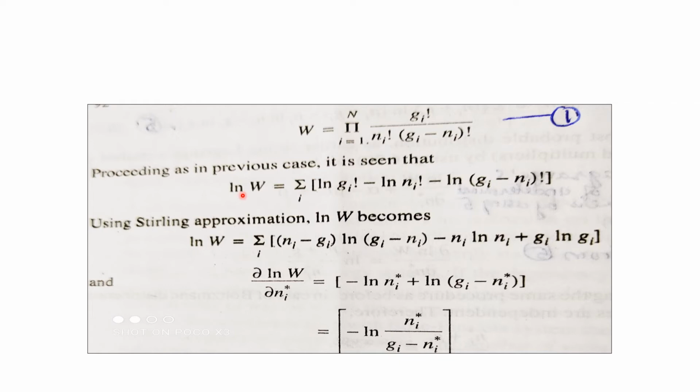Taking logarithm, ln W is equal to sigma i of ln Gi factorial minus ln Ni factorial minus ln (Gi minus Ni) factorial. Using Stirling's approximation, ln W becomes ln W equals sigma i of (Ni minus Gi) ln Gi minus (Gi minus Ni) ln (Gi minus Ni) minus Ni ln Ni plus Gi ln Gi, and dou ln W by dou Ni star is equal to minus ln Ni star plus ln (Gi minus Ni star). That is equal to minus ln of Ni star divided by (Gi minus Ni star).